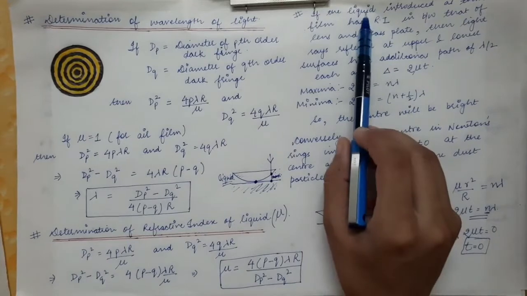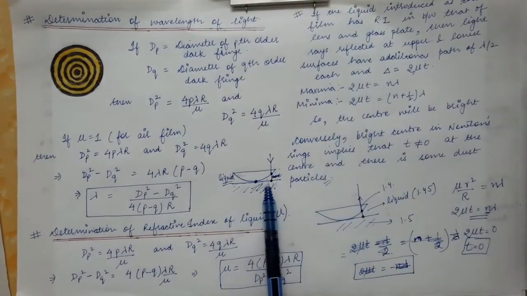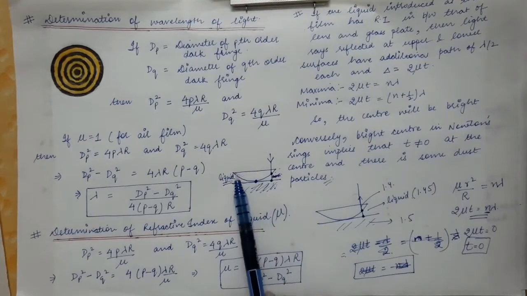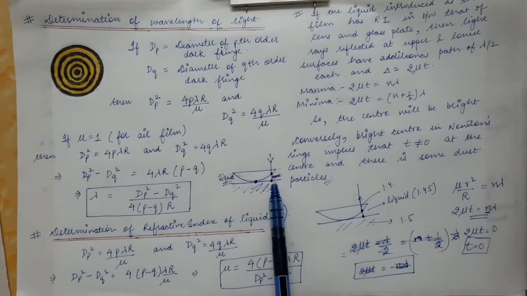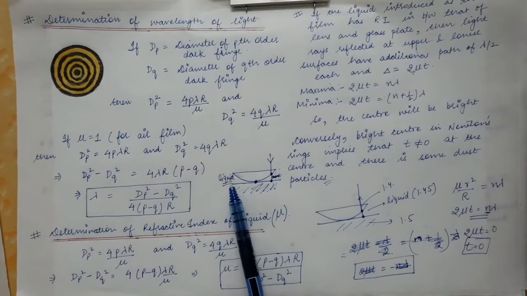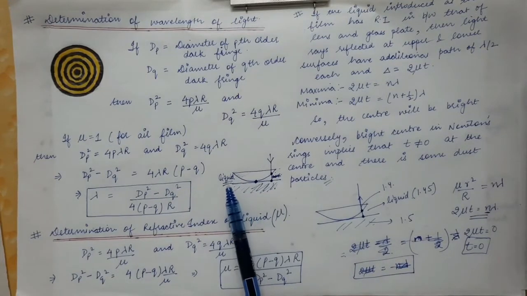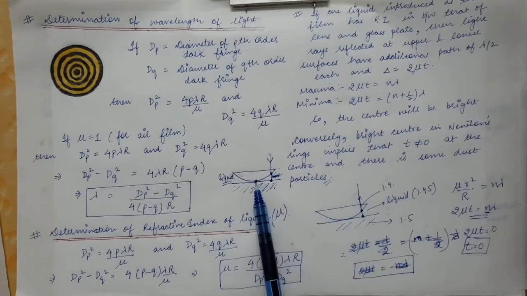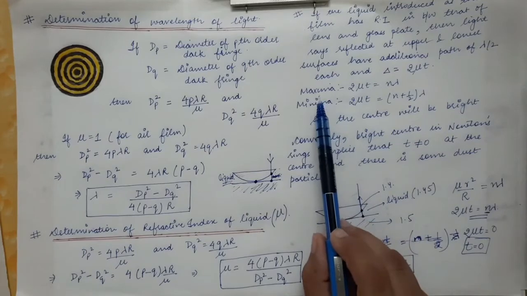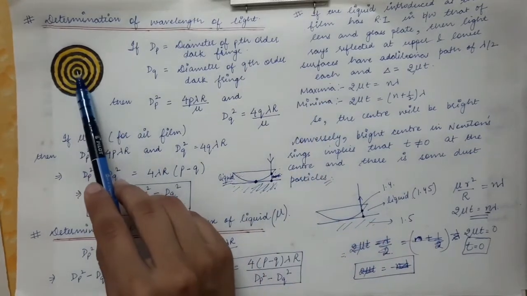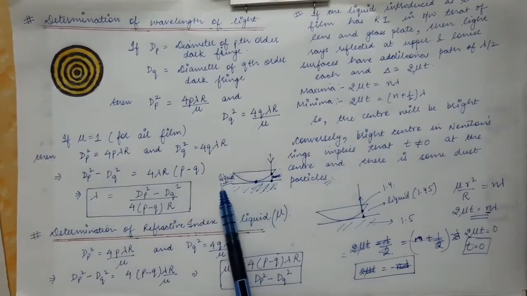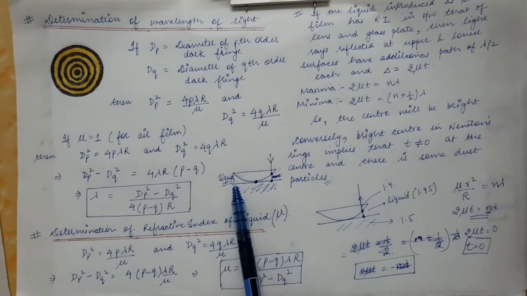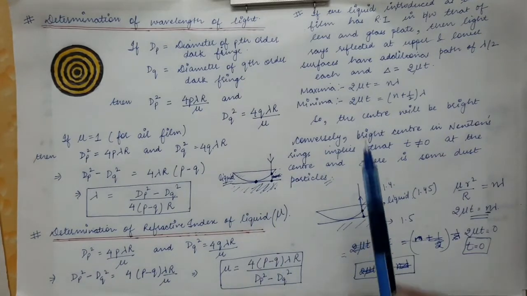Therefore, when a liquid is introduced in this space between the lens and the glass plate, such that its refractive index is greater than that of the lens, but less than that of the glass plate, then the central fringe which is obtained is a bright fringe. So when there is an air film, the central fringe is a dark fringe, whereas when a liquid is introduced such that its refractive index lies between that of the lens and the glass plate, in that case the central fringe will be a maxima.